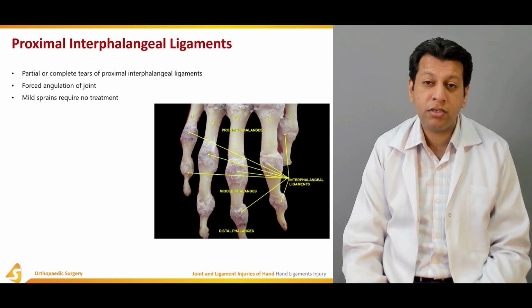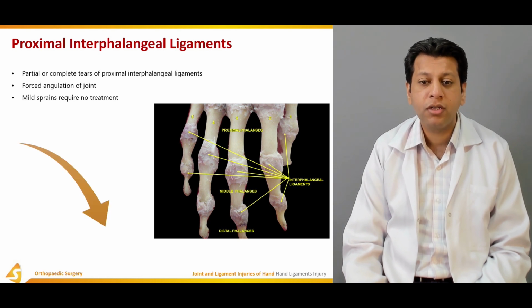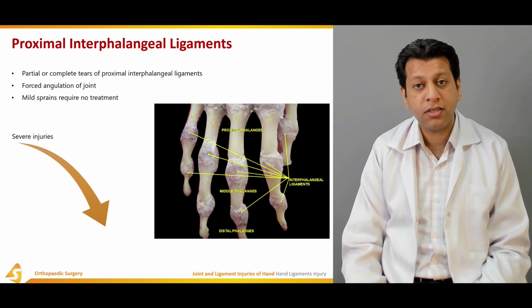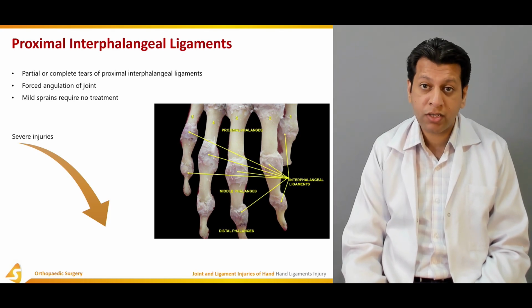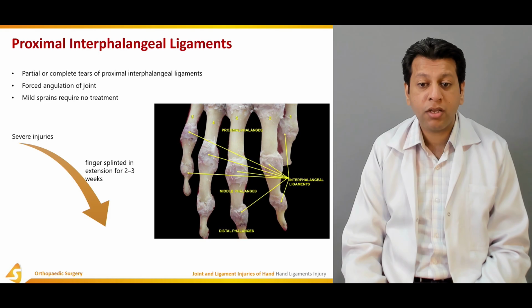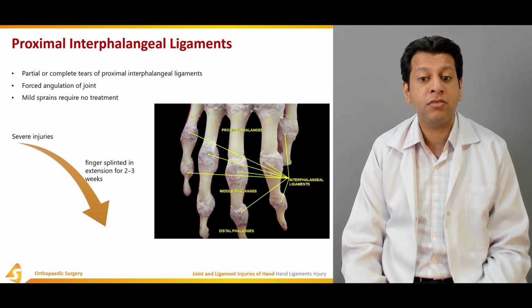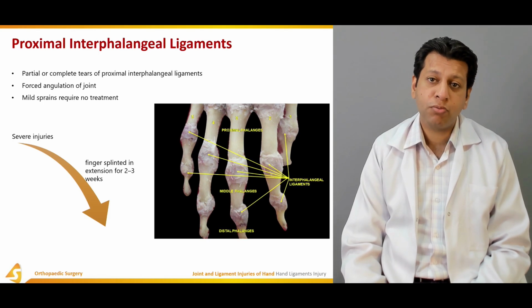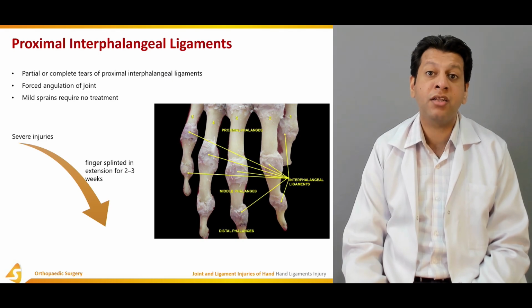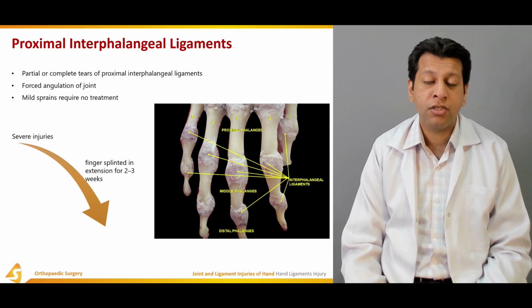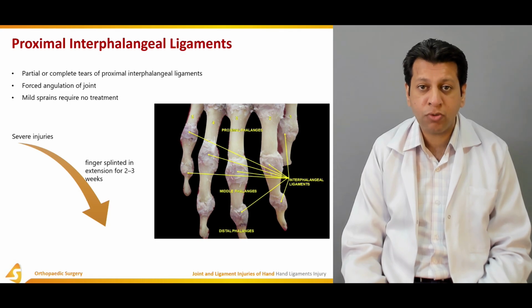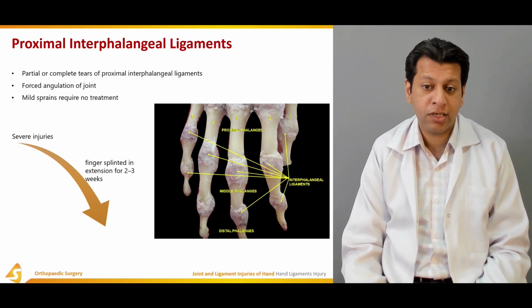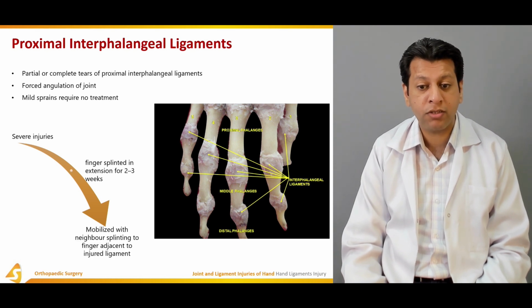As I told you, partial injuries usually require no treatment at all. But if there is a severe injury, that is, a complete rupture associated with fracture dislocation as well, then you can keep the finger splinted in extension for at least 2 to 3 weeks. Now it's very important to know that even if the x-ray is still normal, but the patient has swelling, is highly painful, and has increased laxity of the joint, then most likely the proximal interphalangeal joint ligaments are disrupted or ruptured. Then you have to keep the finger in a splint in extension for at least 2 to 3 weeks.